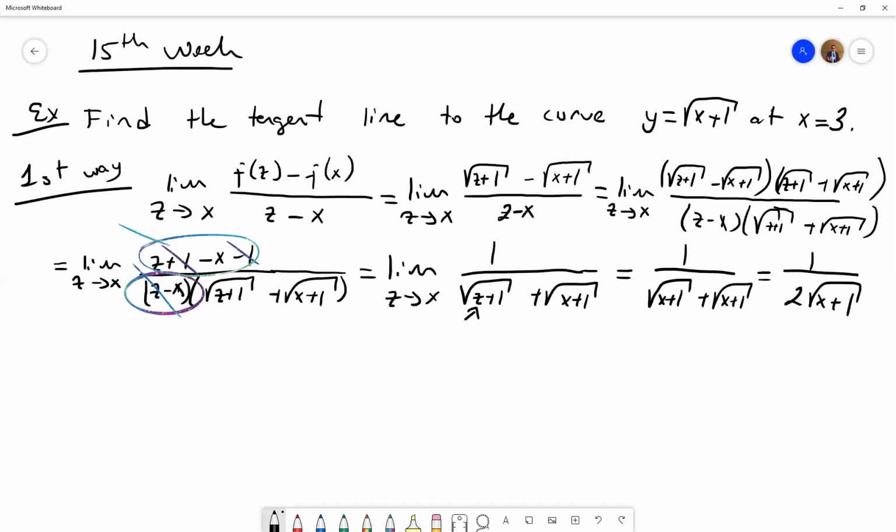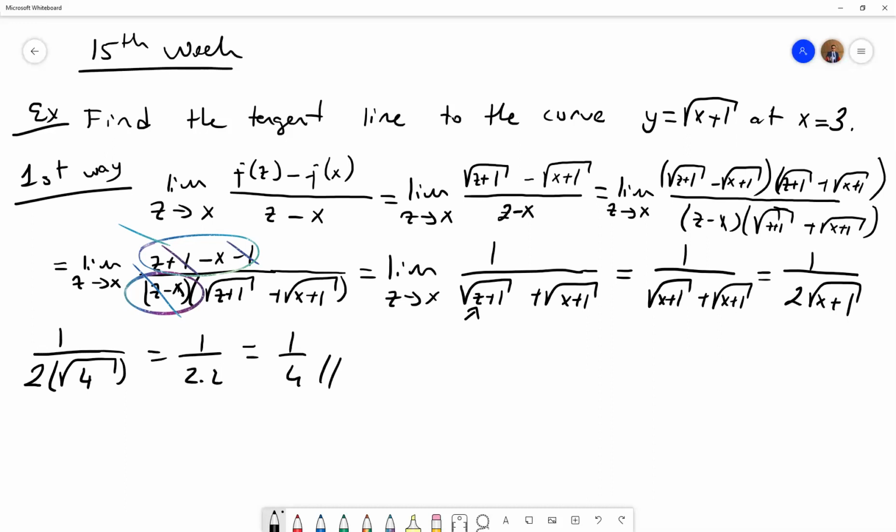The question is at the point x is equal to 3, so if you put 3 here, finally we have 2 multiplied by square root of 4. So it is 1 over 2 multiplied by 2. It is 1 over 4. Yeah, this is the first way.